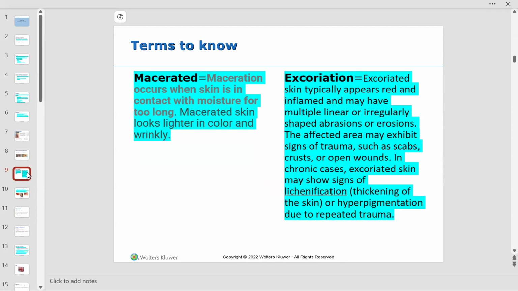Macerated. Maceration happens when skin is in contact with moisture. Think about when you're in a tub for too long or in the pool or the ocean for too long. Your skin gets wrinkly. That's maceration. Excoriation is reddened, inflamed abrasions or erosions. It can be trauma, like road rash, right? Open wounds sometimes are excoriated. So just think about it as excoriation. And excoriated skin can show signs of something called lichenification, which is thickening of the skin, or hyperpigmentation. The color can change if there's repeated trauma to that area.